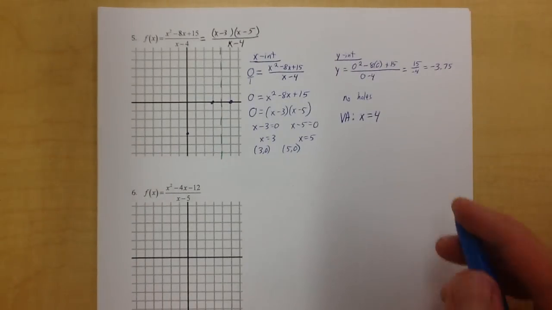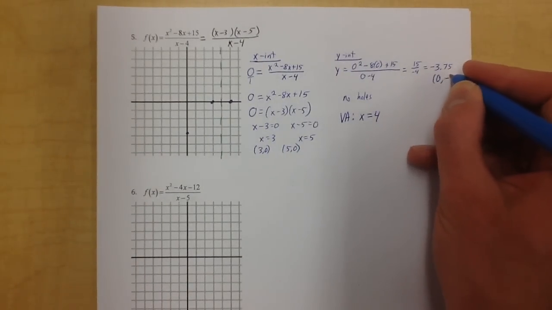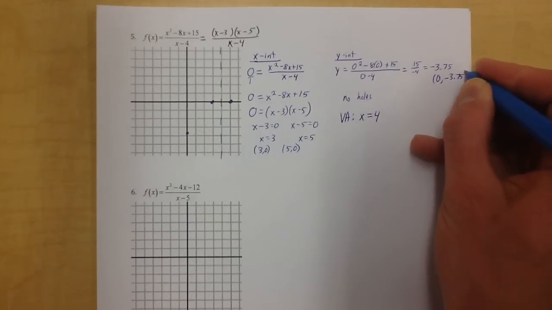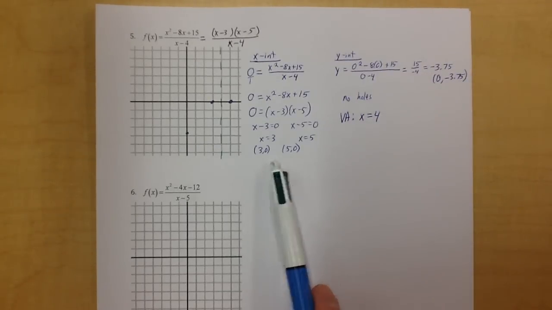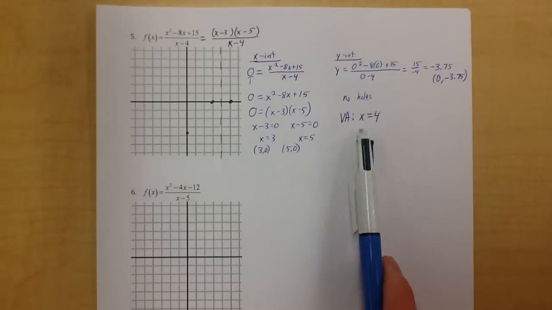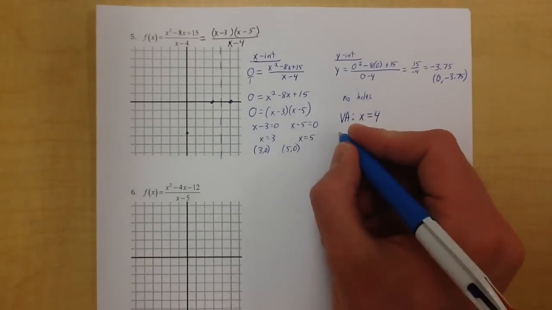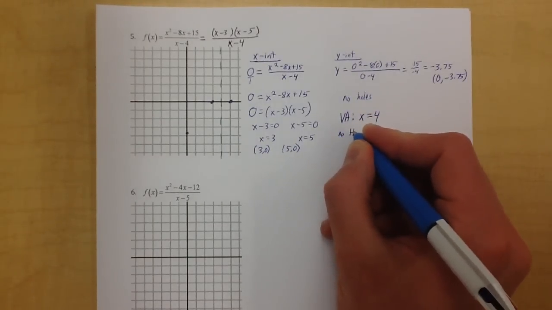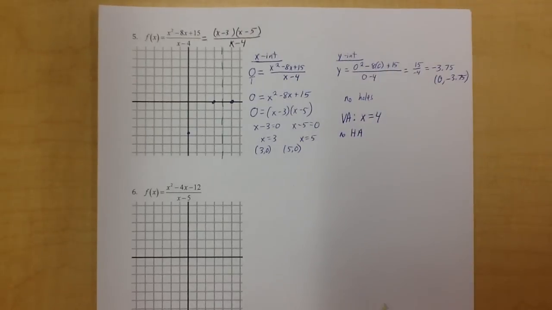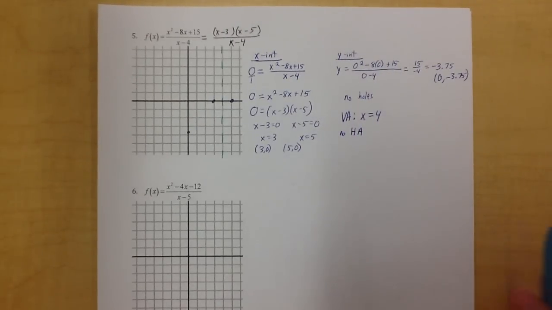You know what I just realized? On my y-intercept, I didn't write it like a coordinate. I failed. There we go. We found x-intercepts, we found y-intercepts, we have no holes. There's a vertical asymptote. There is no horizontal asymptote. It looks like it's not funny because it's like no ha.